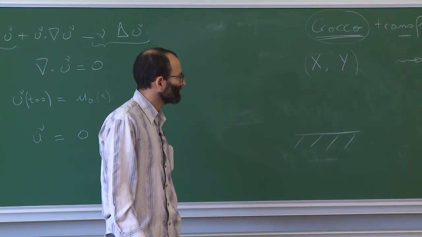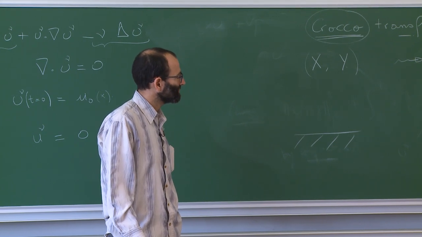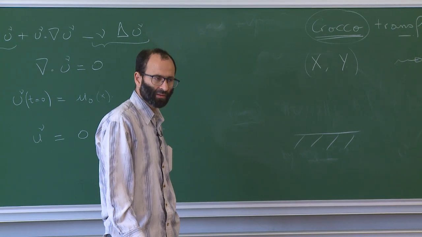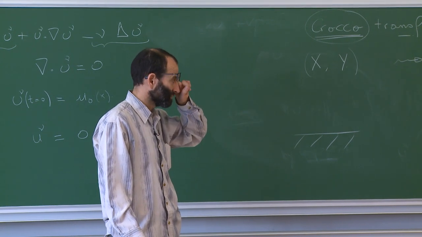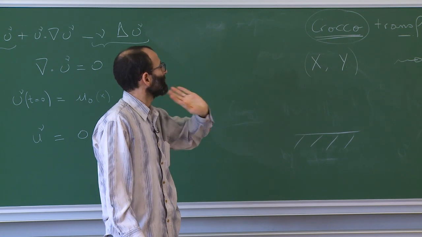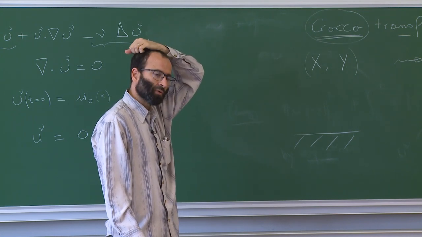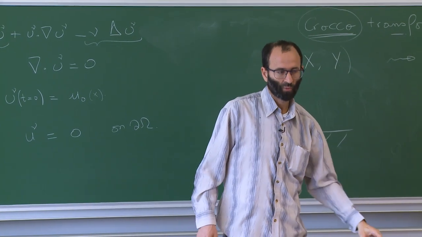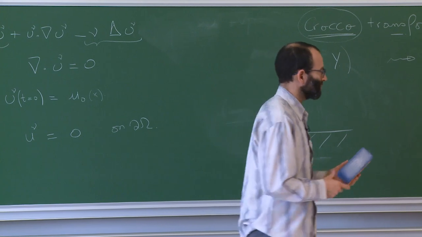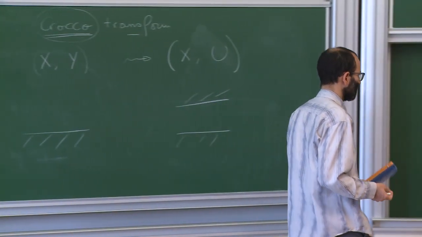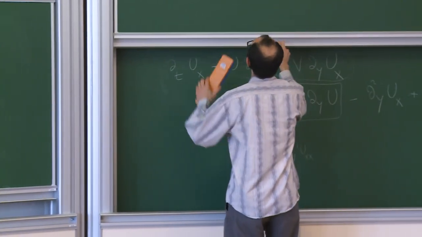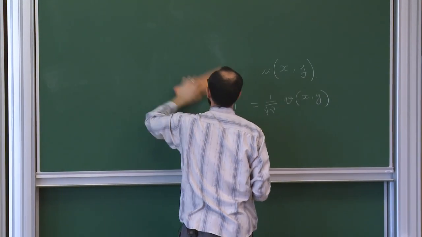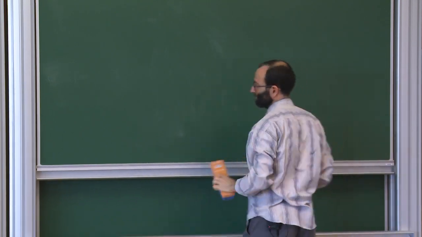So for a period of time, it was an interesting question to try to see if one can prove local existence for Prandtl for monotone data, but without the Crocco transform. So let me explain how we can do that. Okay, so how can we do it without the Crocco transform?